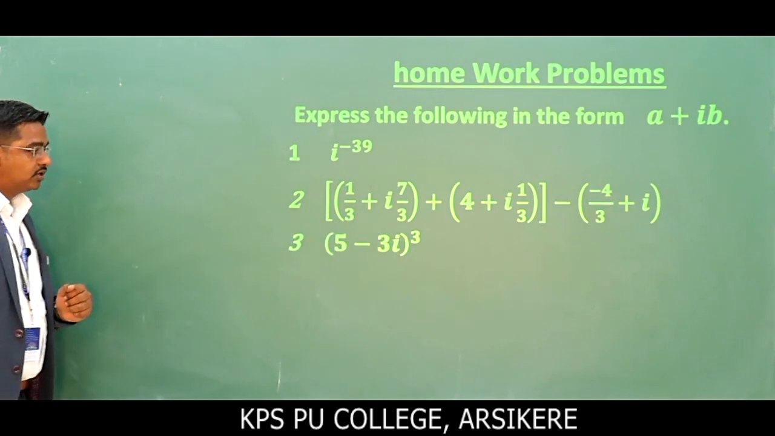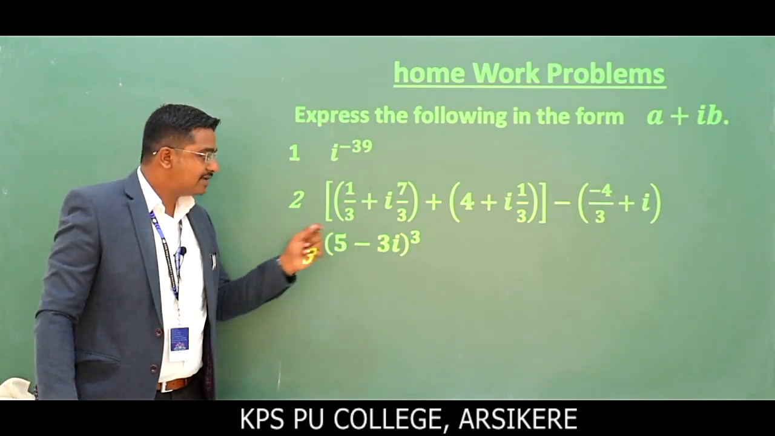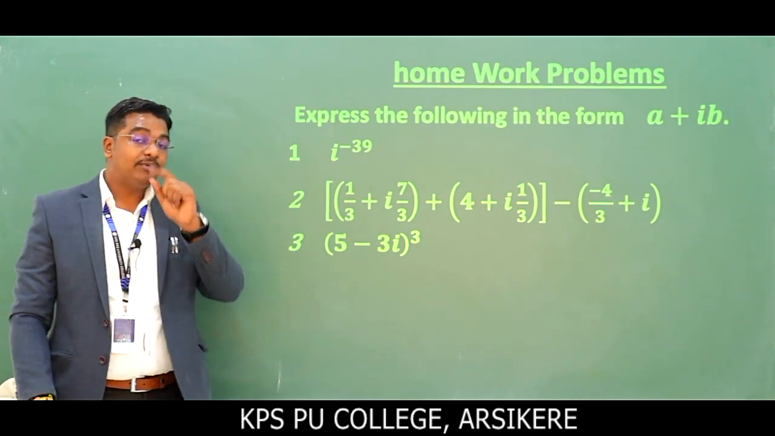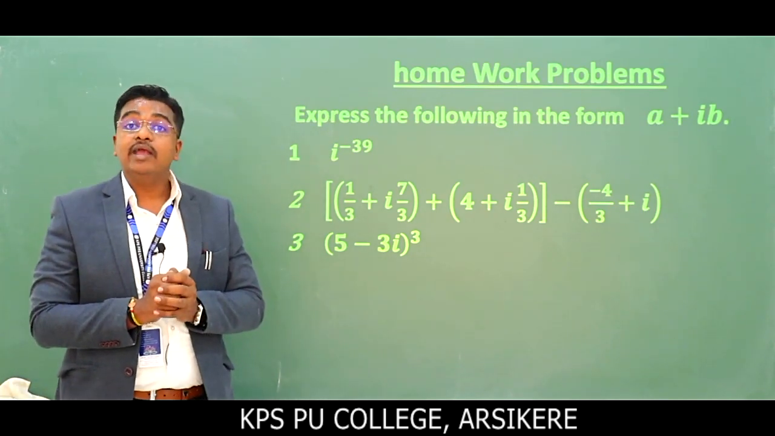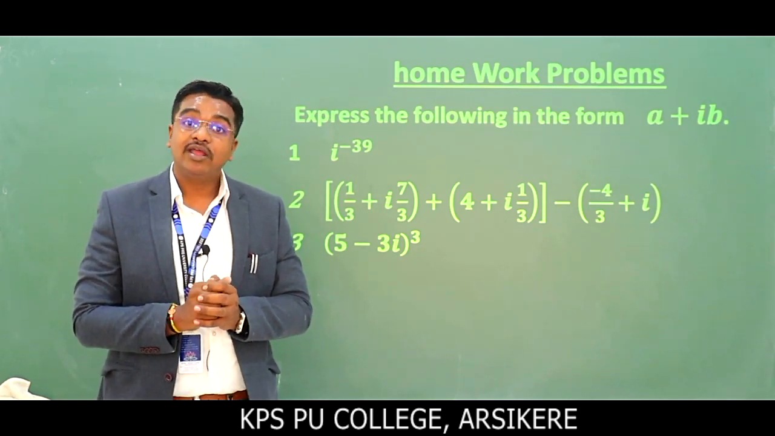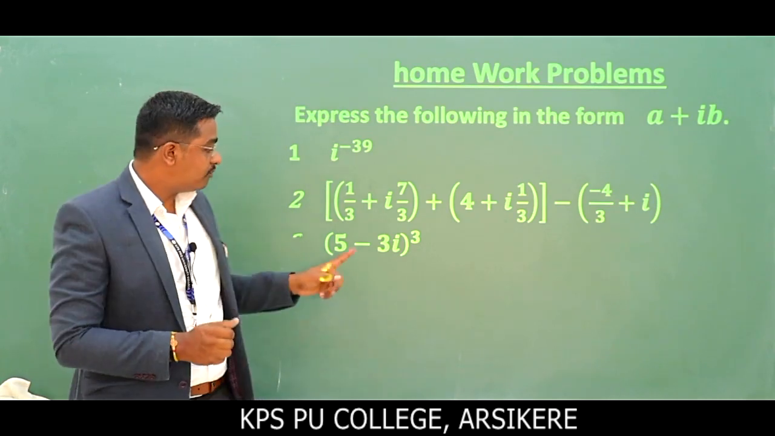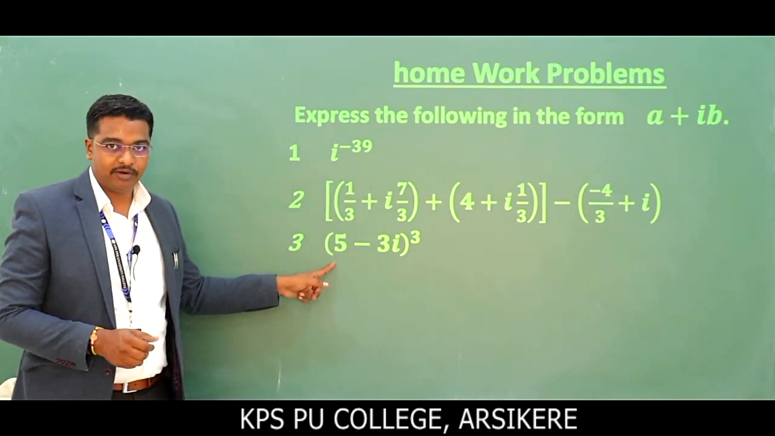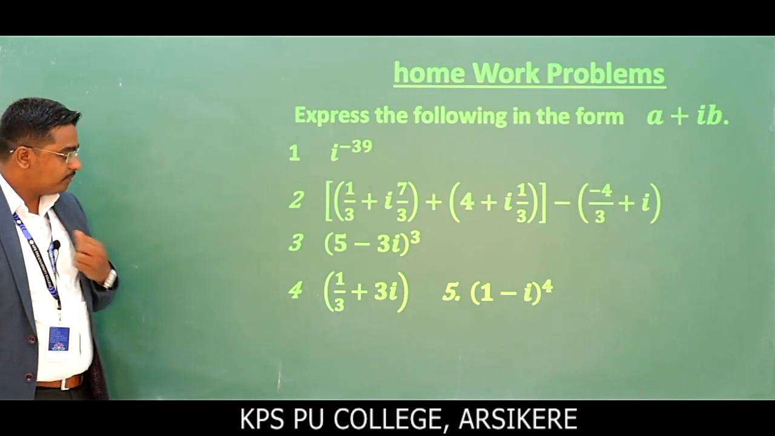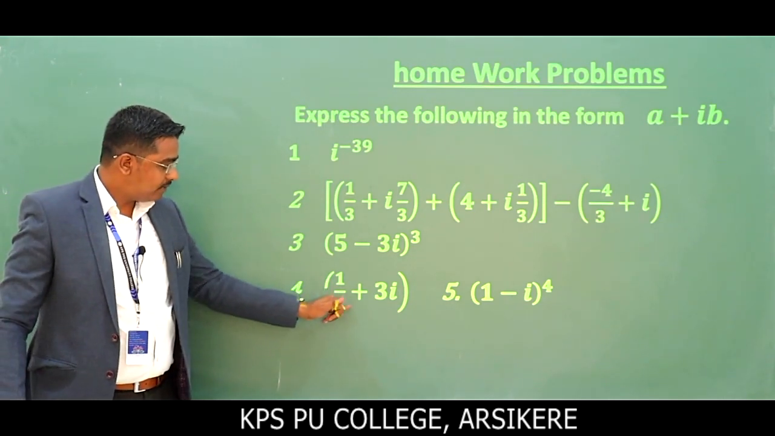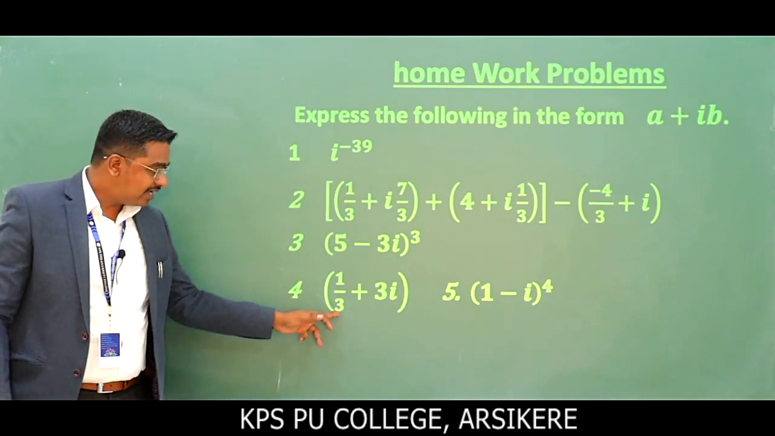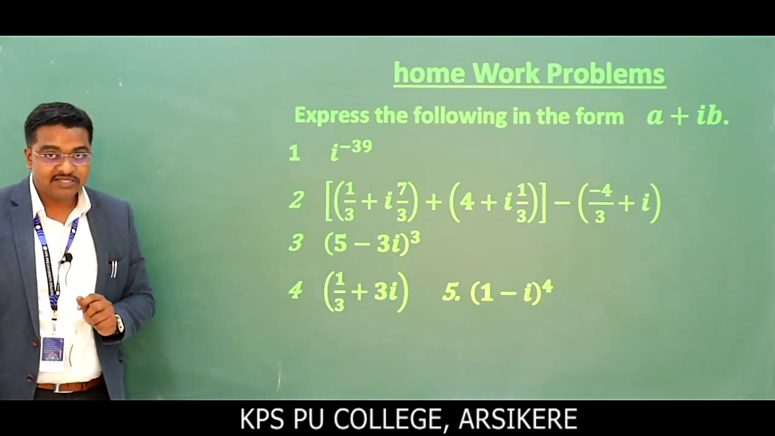Next, question number 3: (5 minus 3i) whole power 3. You remember the identity for (a plus b) whole cube or (a minus b) whole cube. Use that formula, expand and simplify. Next, question number 4: 1 divided by (3 plus 3i). Take 3 as LCM there, then simplification.